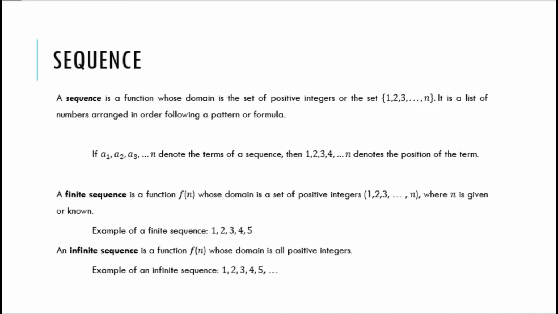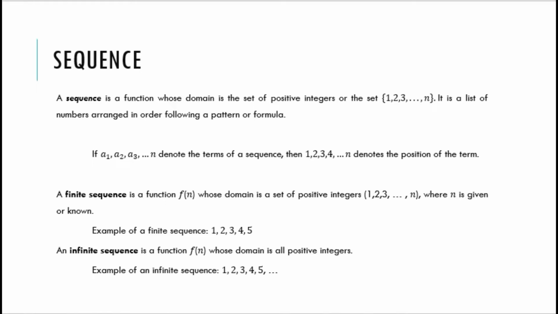And also, a sequence can be defined based on the number of terms. So sequences can be either finite or infinite. So a finite sequence is a function whose domain is a set of positive integers where n is given or known. Basically, we know the last term of this sequence or set of integers. So an example of a finite sequence is 1, 2, 3, 4, 5. So we know that it starts at 1 and ends at 5.